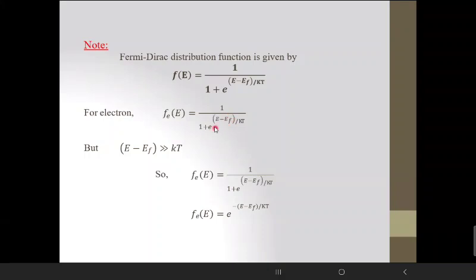This term is very much greater than KT. So 1 plus this term means this term is very much higher than 1, so you can omit this 1. So you can take this upside, so exponential of minus (E minus EF) over KT. That is the Fermi function of electrons.